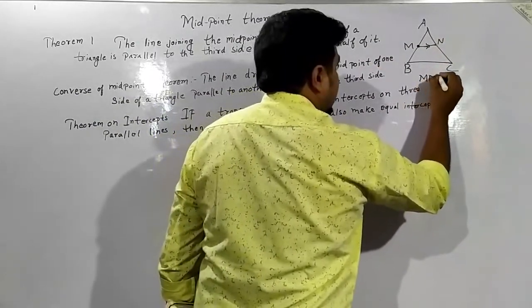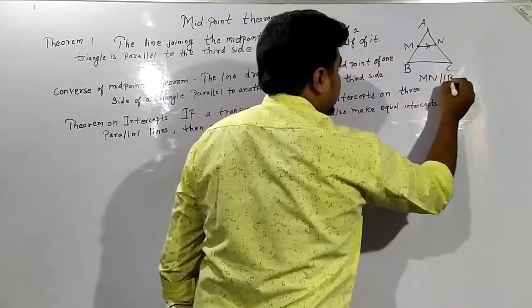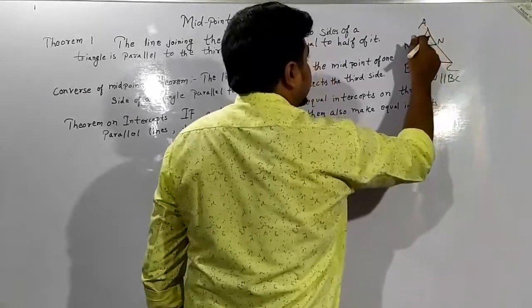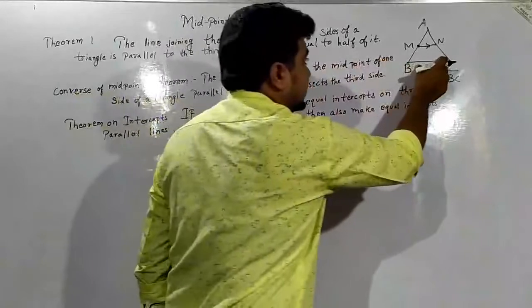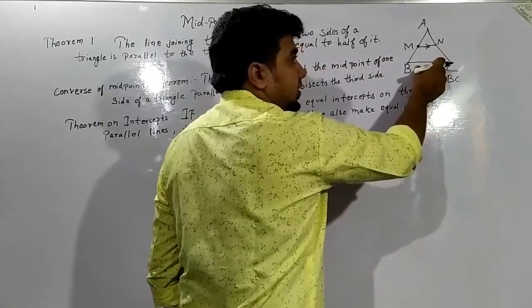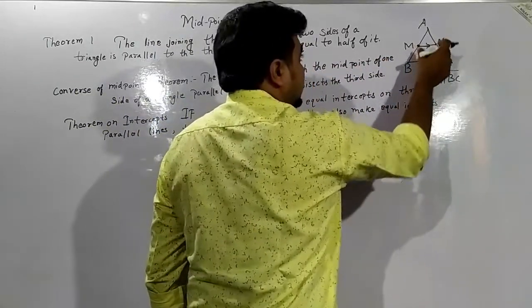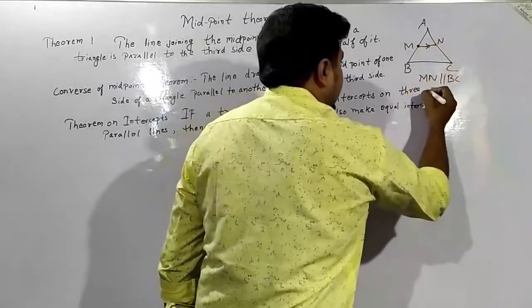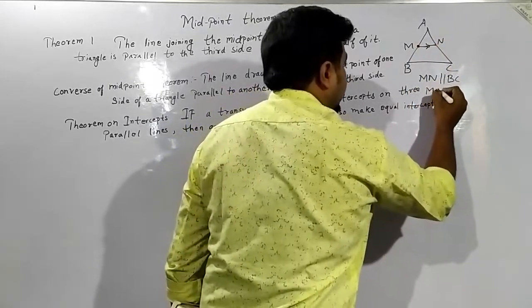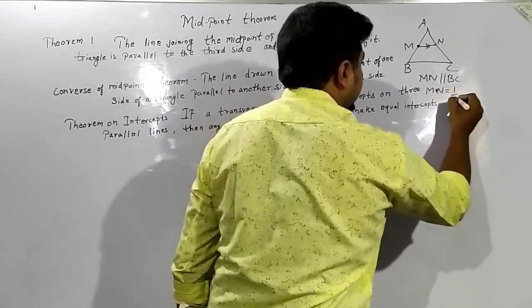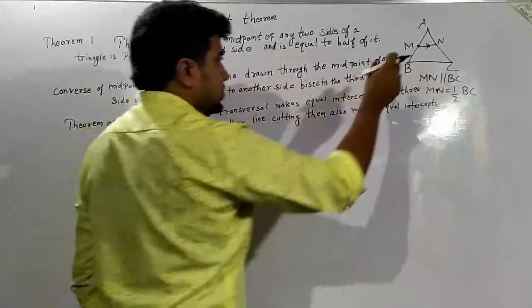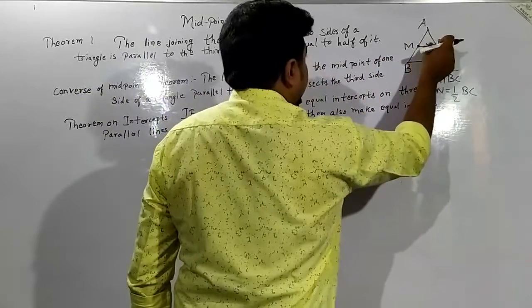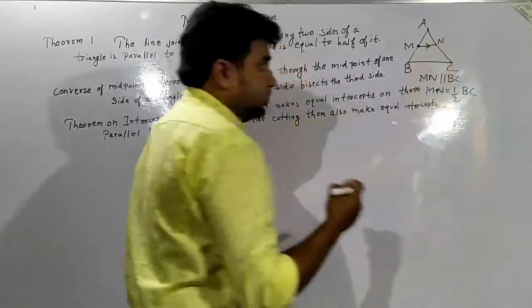MN is parallel to BC. The first statement is that when these two are midpoints, the line joining the midpoints is parallel to the base. This is the base of the triangle. The line joining the midpoints is parallel to the base, and the length is also MN equal to half of BC. I am saying that the length of MN will be half of BC.